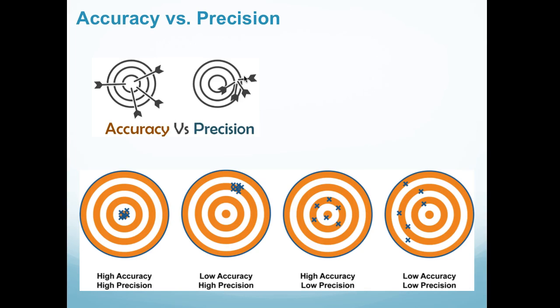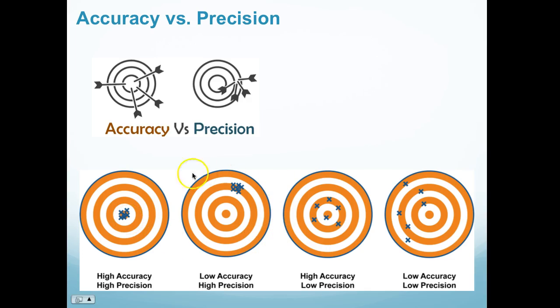So we can look at all the different combinations. If we have our target and we have a lot of shots, if we have all of them right at the center of the bullseye, well, that's where we want to aim. So that's going to be accurate. And notice that all of my marks are in the same general area. So this is also going to be high precision.